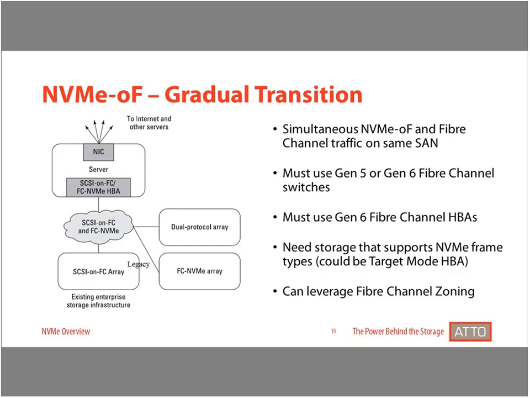For the Fibre Channel HBA, you must use Gen 6 based, so it's either 16 gigabit Fibre Channel or 32 gigabit Fibre Channel. And to be able to talk via NVMe, you do need a storage array that supports NVMe frame types, whether it's an all-in-one NVMe over fabric storage array or a storage server with the Fibre Channel adapter that supports NVMe over fabrics in target mode.